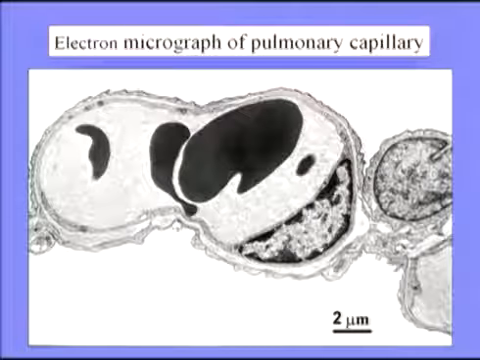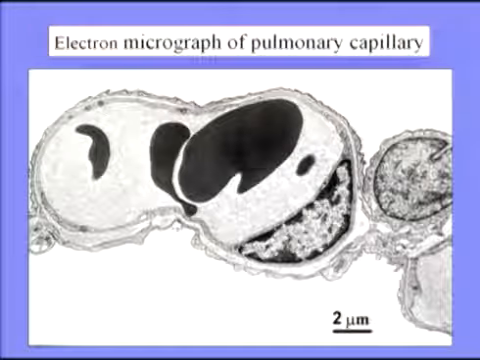Now, what do we mean by the parenchyma? We mean the gas exchanging regions of the lung, the alveolar regions of the lung. And so we should start by reviewing the information about the anatomy, the histology, the fine structure of the gas exchanging regions. And here's an old friend.